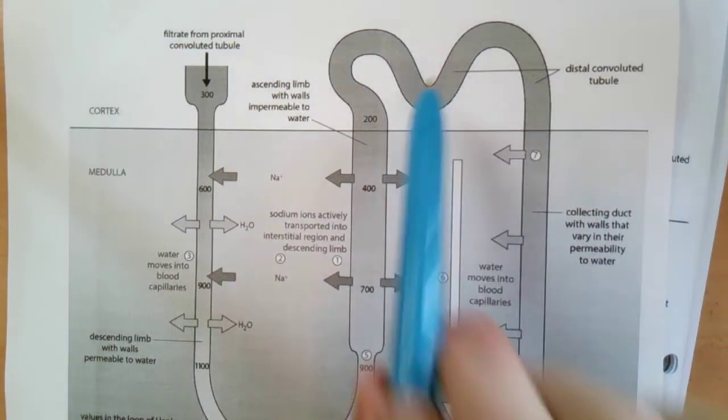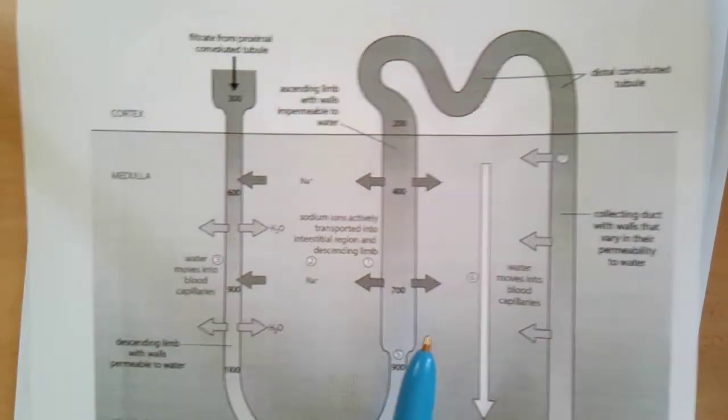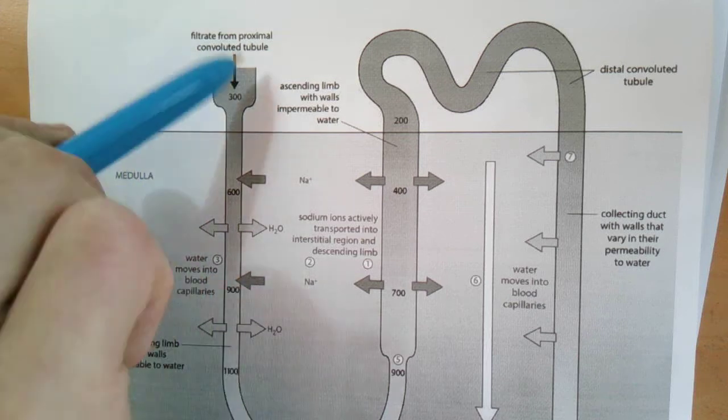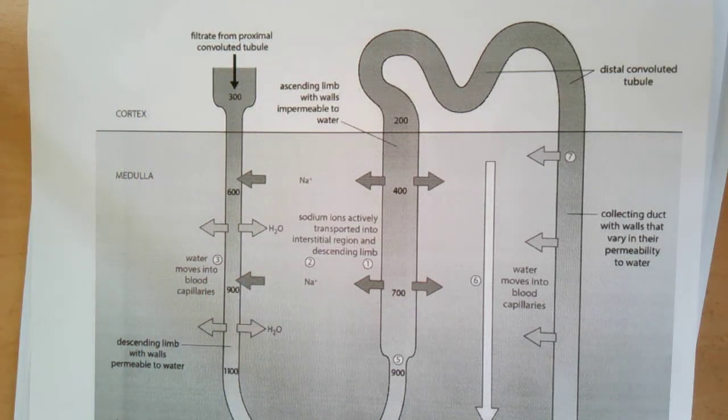Up here is the distal convoluted tubule, this is the collecting duct, and then up here, this is just the end of the proximal convoluted tubule, which will carry on up here off the page somewhere, and then obviously the Bowman's capsule is around there. Now, just a few things to note about this.